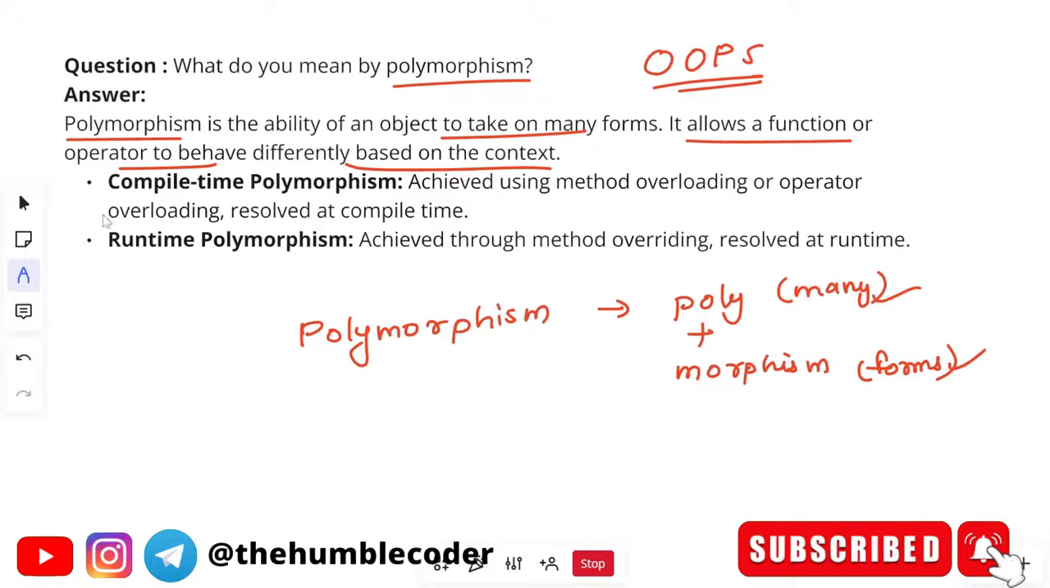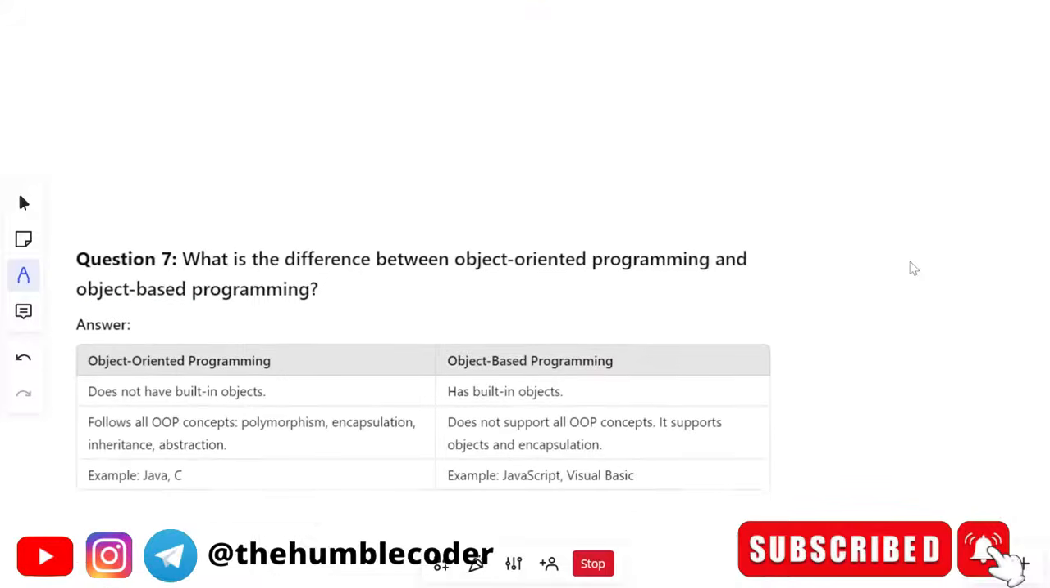Let's see. Compile time polymorphism is achieved using method overloading or operator overloading, and is resolved at compile time. Next is runtime polymorphism. It is achieved through method overriding and is resolved at runtime. Okay, let's now move on to the next one.